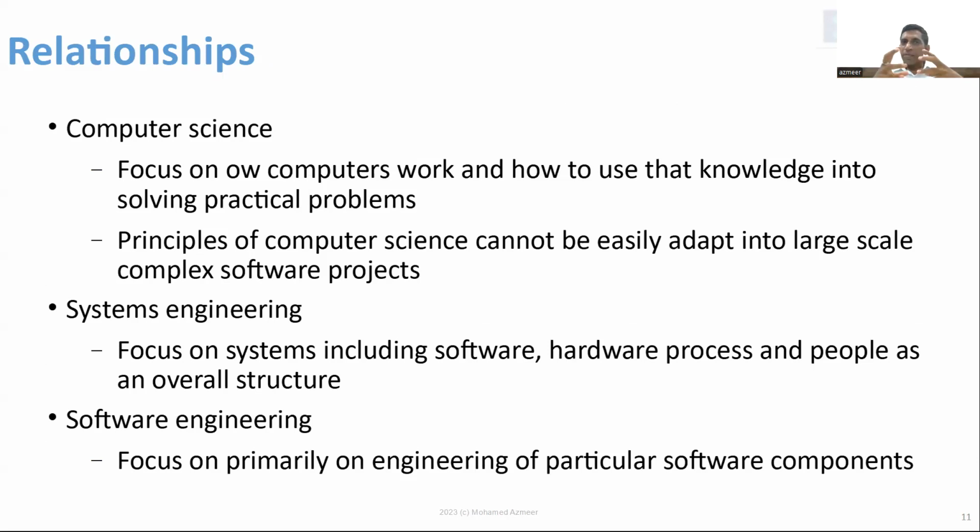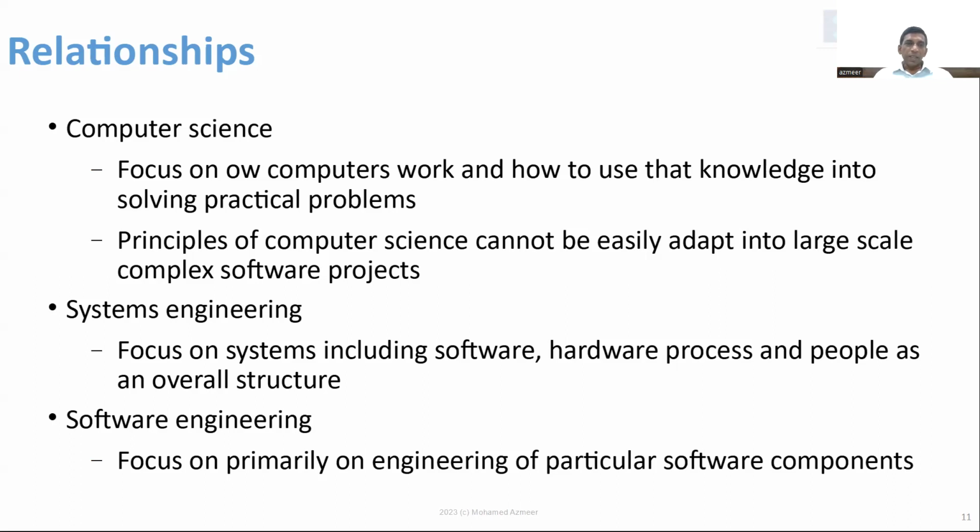Now, there are some relationships under software engineering, if you look closely, with various sciences, right? This is where some people get confused. Okay, are we doing computer science? What is the difference between computer science and software engineering? Are they the same? What about systems engineering? Is it different to software engineering? So I thought maybe I'll clarify that. Computer science focuses on how computers work and how to use that knowledge to solve practical problems. So how to use the computers and then how to use that to solve problems.